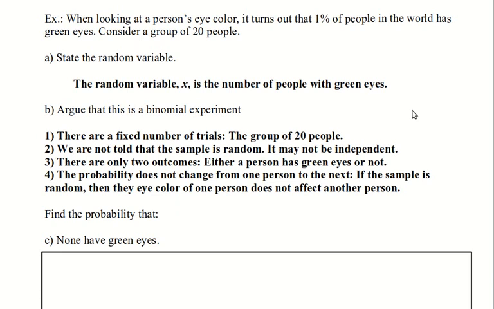The probability does not change from one person to the next. Well, again, if the sample is random, then I can probably assume that. But if I'm perhaps in Ireland, or in a different part of the world, I'm not so sure that sample would be random. So if it is random, then I can probably say that the eye color of one person does not tell me what to expect the eye color of the next person to be.